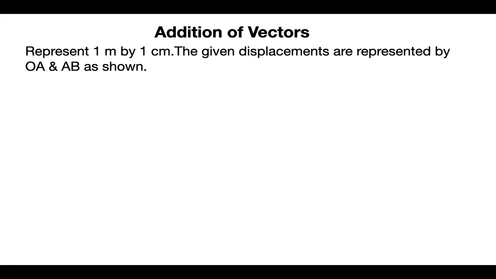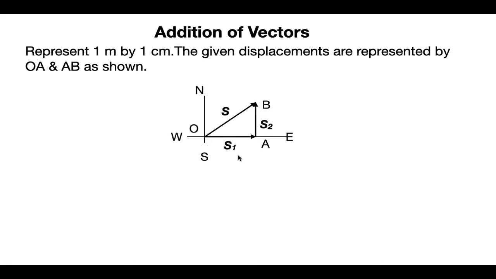Vectors we know are represented by segments. So what we do is we choose a scale. 1 meter represented by 1 centimeter. The given displacements now will be represented by OA. OA is S1, 4 centimeter east, 3 centimeter north. 4 centimeter means 4 meters. 3 centimeter here means 3 meters. So particle was at O, subjected to first displacement, reached A, subjected to second displacement, reached B.